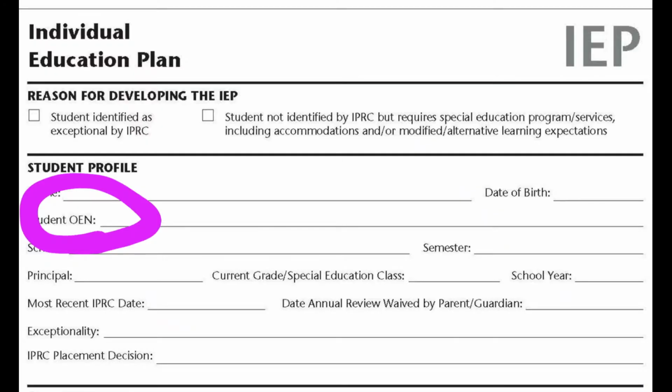Student OEN, that is Ontario Education Number. The student number is a unique number to that student and will be found on all their documentation and can be utilized to bring up their records with the ministry and school boards.